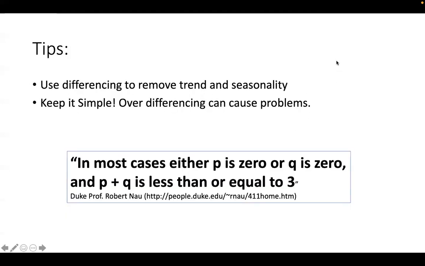There are a couple of tips I found online. Usually either p is 0 or q is 0, and p and q are small values. People have found all kinds of techniques to look at graphs and statistics to estimate the parameters. But in general, you want to keep it simple and not go crazy on those values. I will show you a technique in just a second to estimate those parameters pretty efficiently.